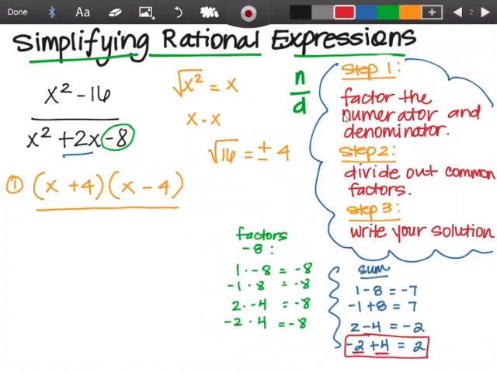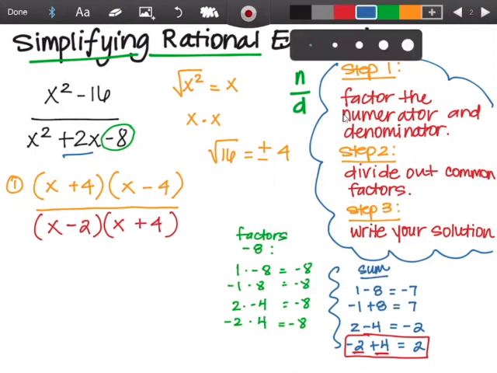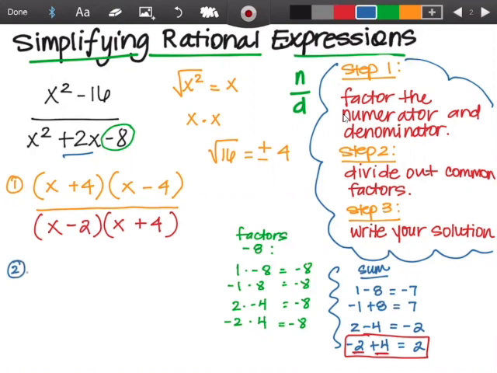So we know that x squared is going to be x times x. All right, and our pair is going to be negative 2 and positive 4. Now we have factored out our terms. So step number 2 is to divide them out, and that's what I'm going to do by marking them off. So we divide out common factors.